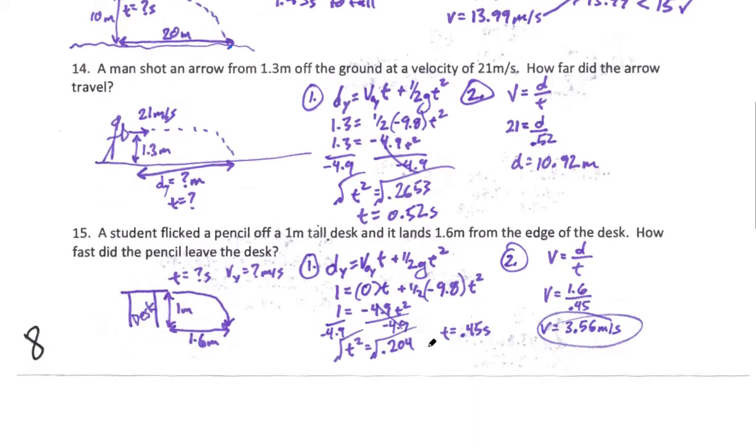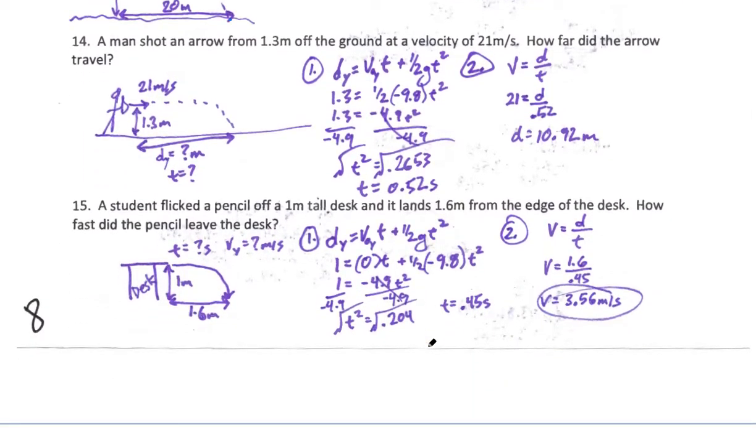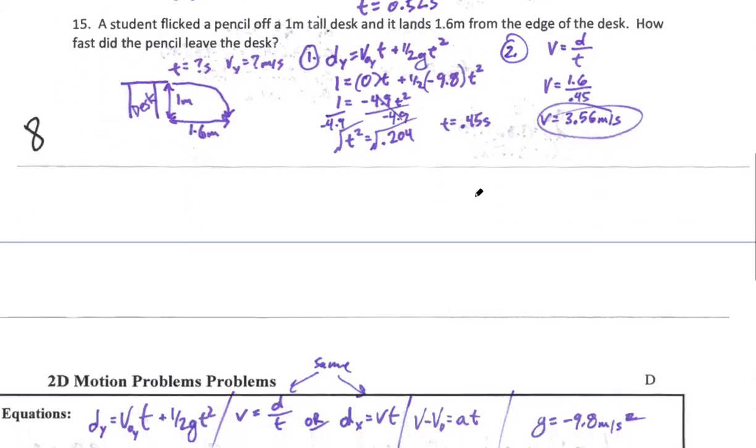Good boy, not speeding. All right, next one. A man shot an arrow from 1.3 meters off the ground with a velocity of 21 meters per second. Remember, this velocity is, we're assuming, in the horizontal direction. So that's our V initial in the X direction. How far did the arrow travel? Pretty much the same as the previous problems in terms of how to work it. So just refer back to those for the process.